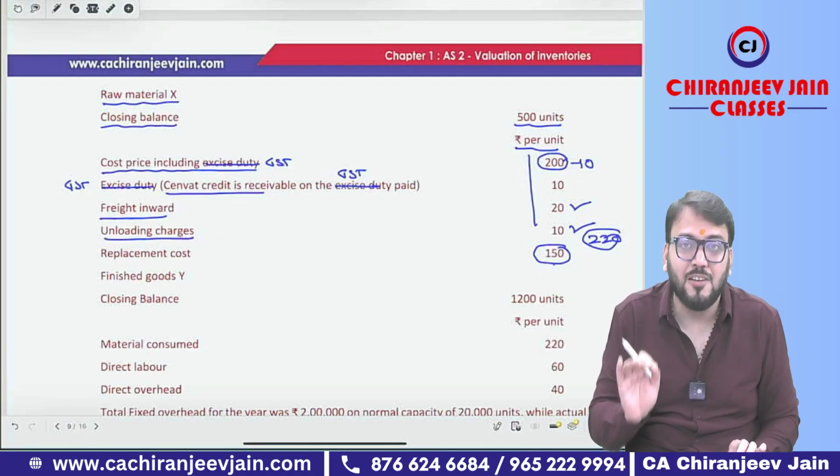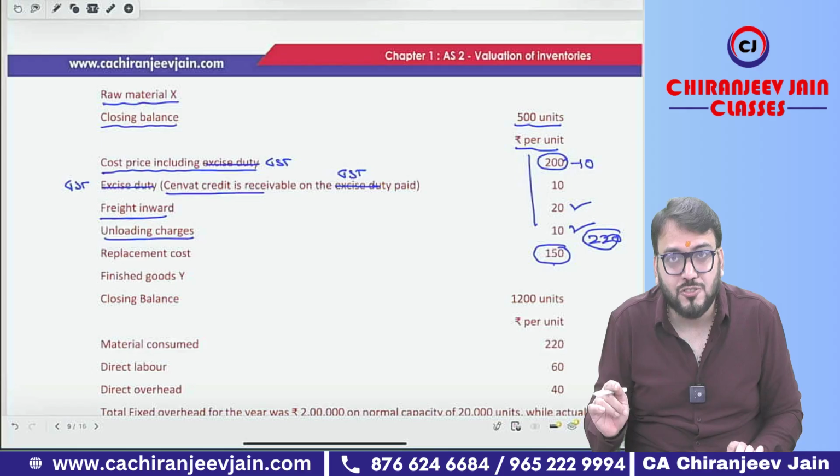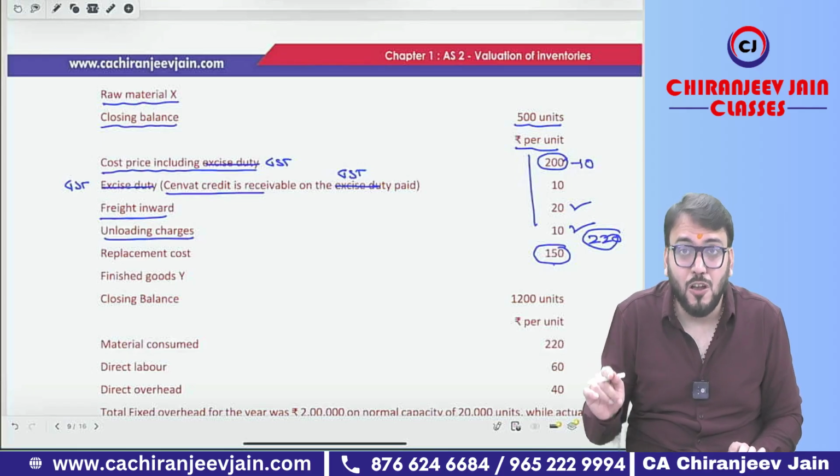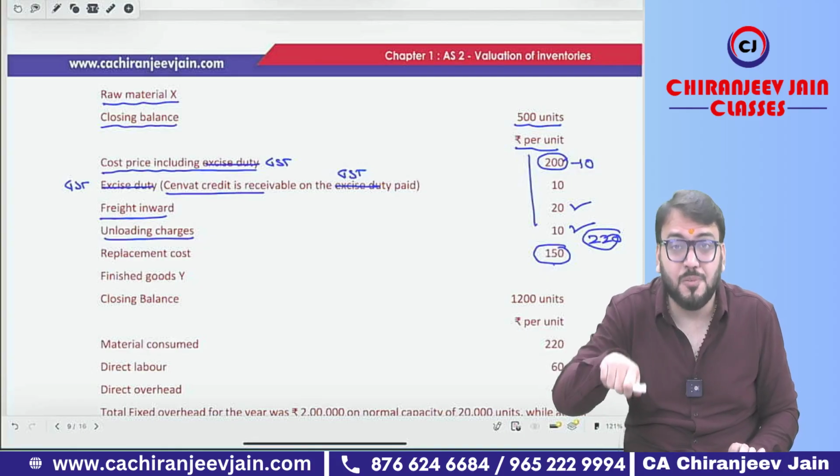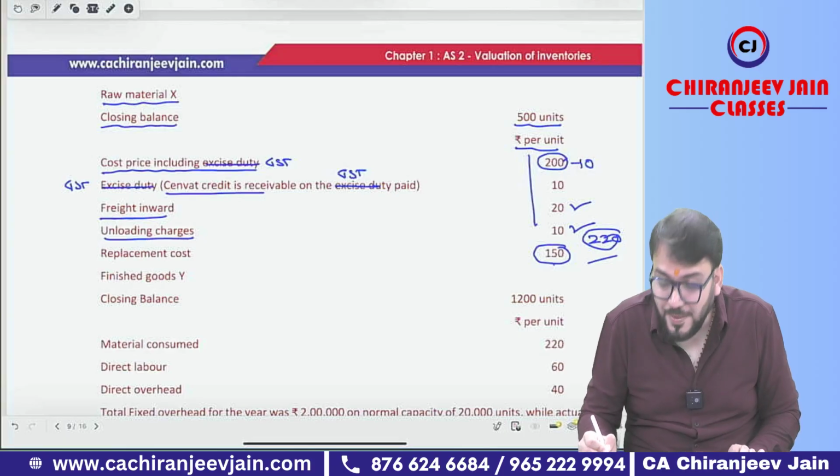You need to first calculate whether finished goods are sold at profit or loss. The valuation of raw material is based on the sale price of finished goods. So right now, don't give the answer.